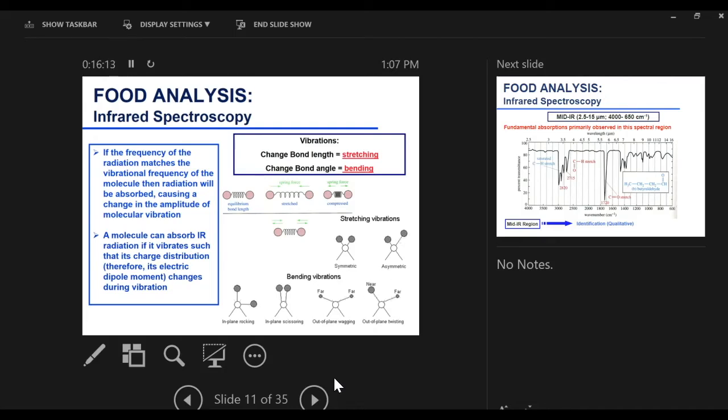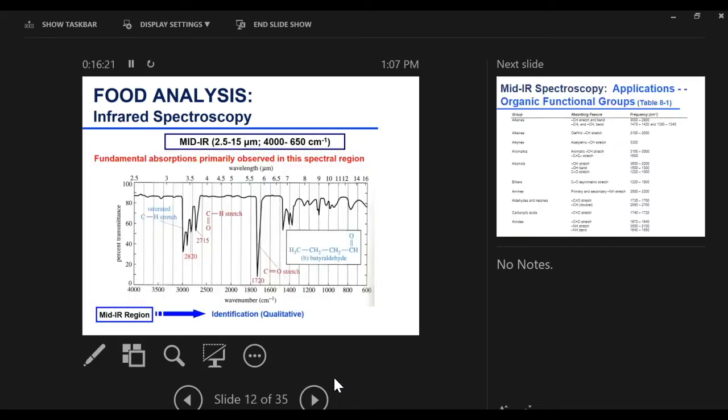Okay. This is a typical IR spectrum in the mid-IR region. So here's a compound, butyraldehyde, and each functional group can vibrate and bend at a different wave number. You can see here the stretching of the CH bond, and then the stretching of the carbonyl, the C double bond O. Each one of these has a different wave number at which it can vibrate or absorb energy.